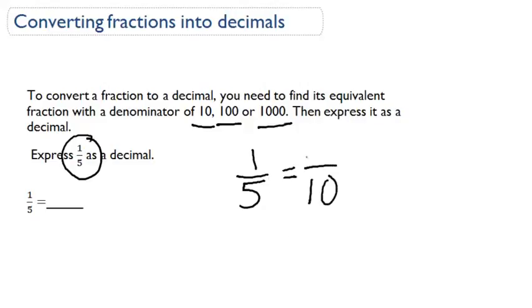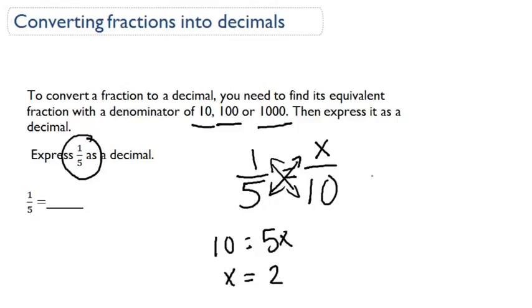Now I need to do some cross multiplication to figure out what x is. 1 times 10 is 10, equals 5x. X is going to equal 2. So 1/5 equals 2 over 10. And since this is 10, my final decimal is going to be 0.2. So 1/5 is the same as 0.2.